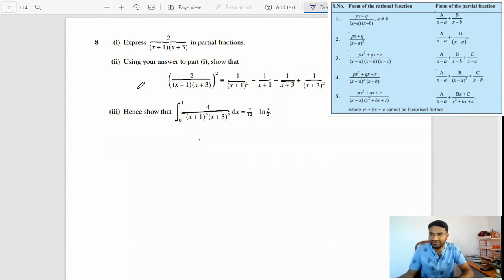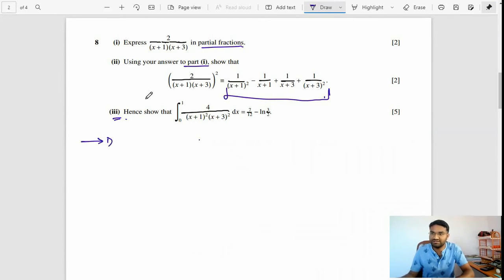Express 2 over (x plus 1)(x plus 3) in partial fraction form. Then, using your answer in part 1, show that 2 upon ((x plus 1)(x plus 3)) bracket squared, and we have to show this part, and in the third part we have to take the integration. We'll solve the first part first. The partial fraction form is nothing but A over x plus 1 plus B over x plus 3. It's a simple form.